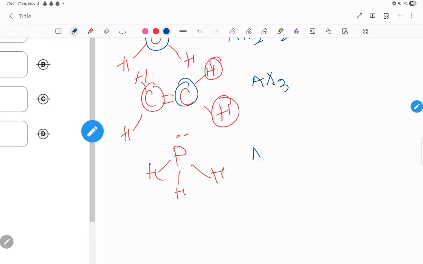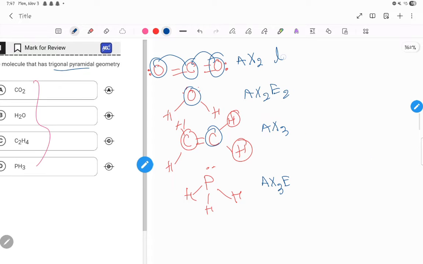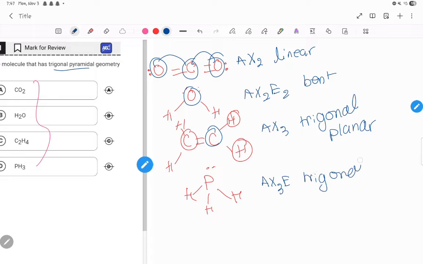Now what do they need? They want trigonal pyramidal. This over here is linear. This over here is bent, V-shaped. This over here is trigonal planar. And last but not least, we have AX3E, which is the trigonal pyramidal. So just like that, we choose what? We choose PH3 as our answer.